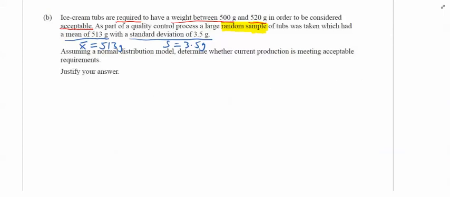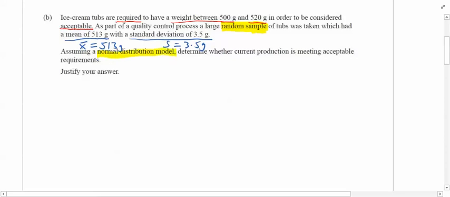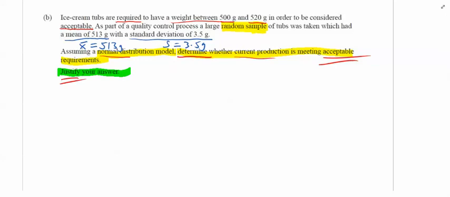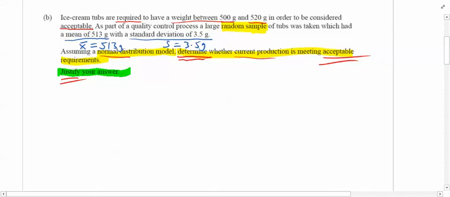Okay, so continuing with the problem, what are we being asked to do? Assuming a normal distribution model, so we're told normal distribution, determine whether current production is meeting acceptable requirements. Then it says justify your answer. Always underline any verbs. Verbs are really important because often we know there'll be marks for each one. For example, here, easy mistake to make is to solve the problem and then forget to justify your answer, then you wouldn't get full marks.